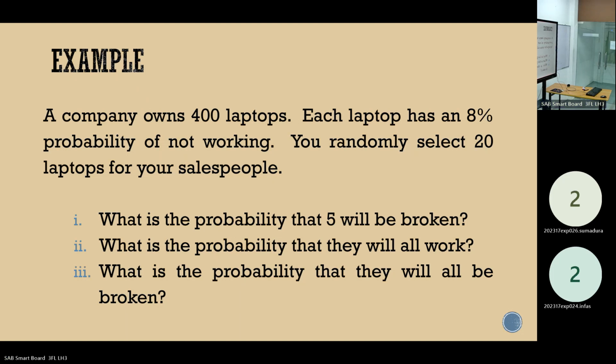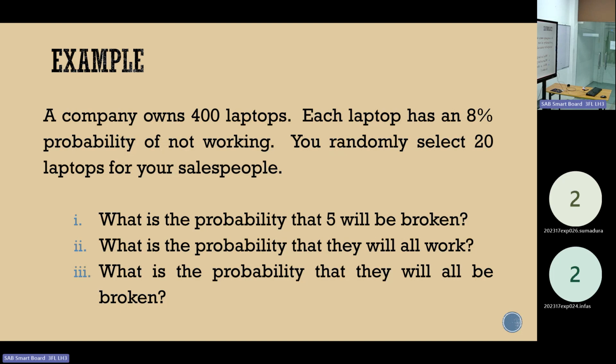Go through the paragraph and identify in what form or what way we have to define the variable to answer this question. In the meantime, what we are defining should follow binomial also. We have done only binomial, right? So a company owns 400 laptops. Each laptop has 8% probability of not working. You randomly select 20 laptops for your salespeople. What is the probability that 5 will be broken?